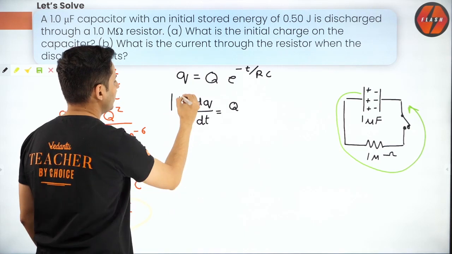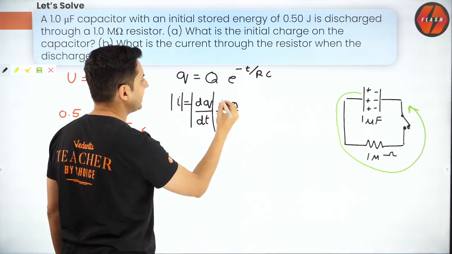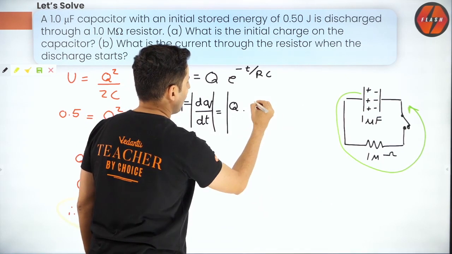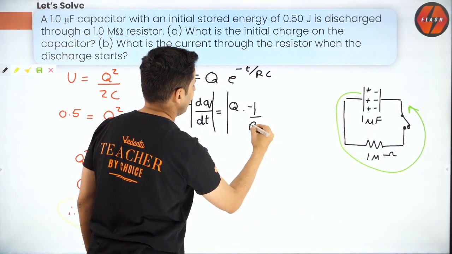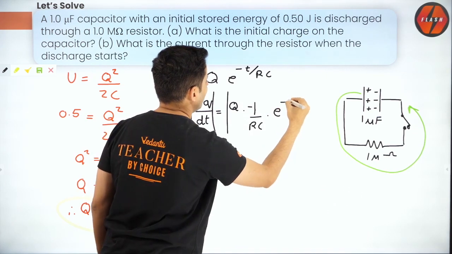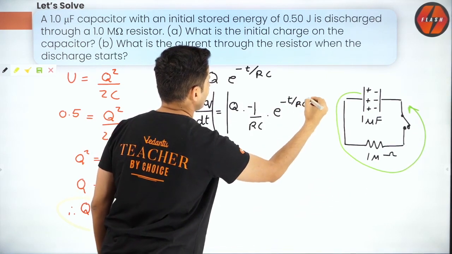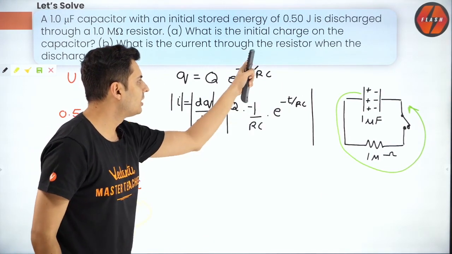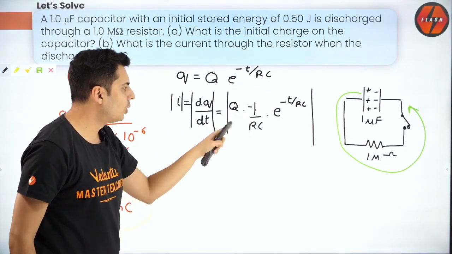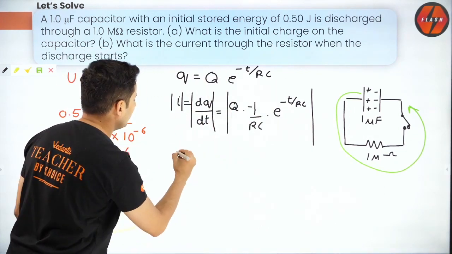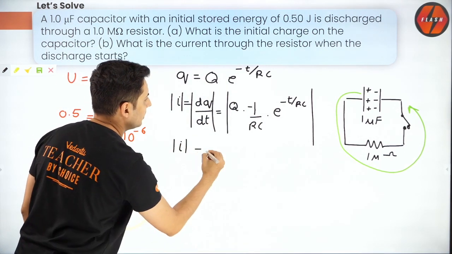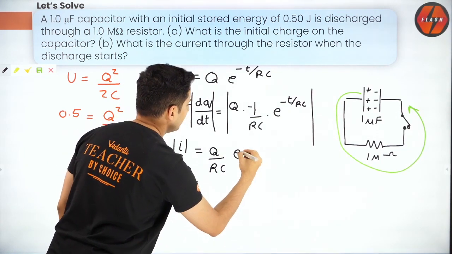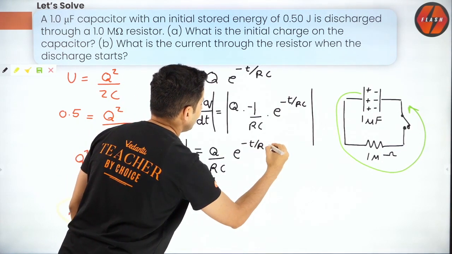Alright, so I'm interested more in the magnitude. You will get Q into minus 1 by RC into e to the power minus t by RC. Because the derivative of e raised to x is e raised to x, and when you use the chain rule, these terms come below over here. Now when you take the mod value of that, the current will come out to be Q divided by RC into e to the power minus t by RC.